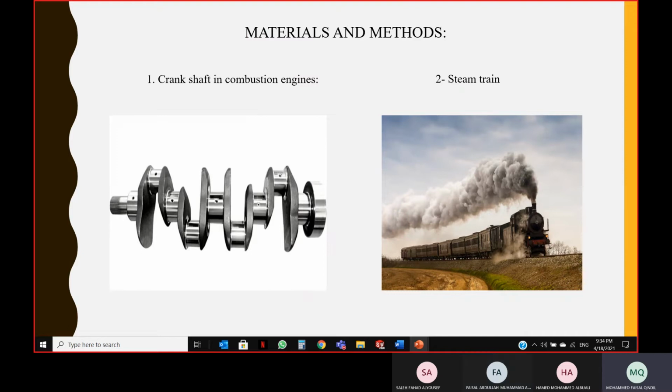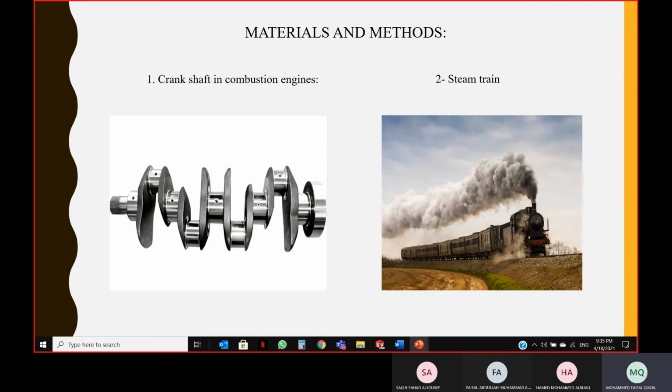Hello again, and now I'll talk about the materials and methods. I'll talk now about the crankshaft in the combustion engine. The main bearing journal, connecting rod, piston, and flywheel are the main components of the crankshaft in internal combustion engines, and the majority of them are made of reinforced steel, making them hard enough to withstand high temperatures and pressures.